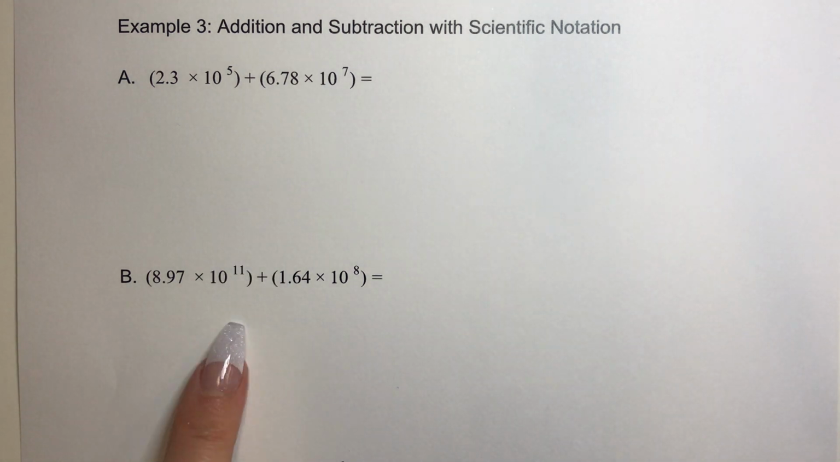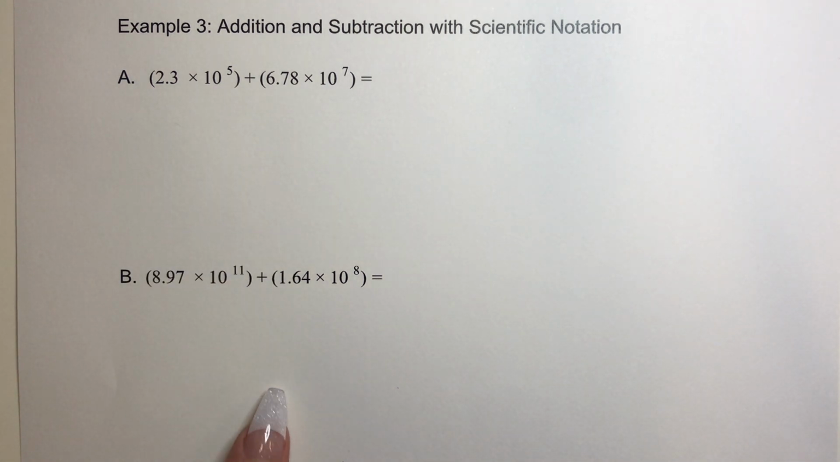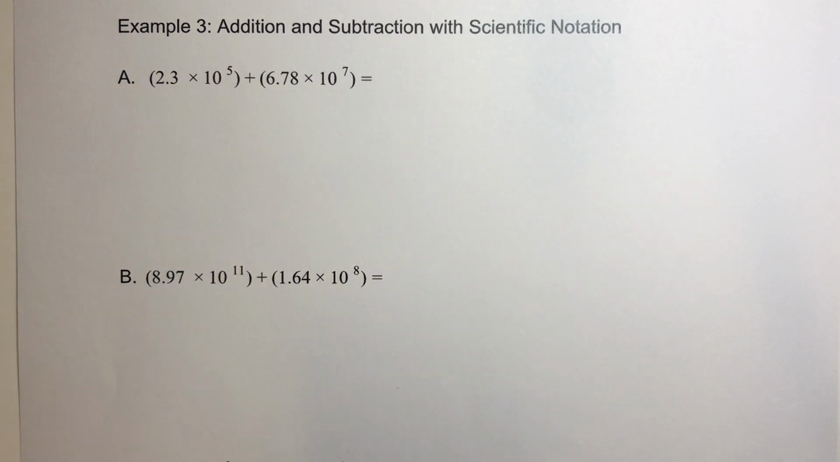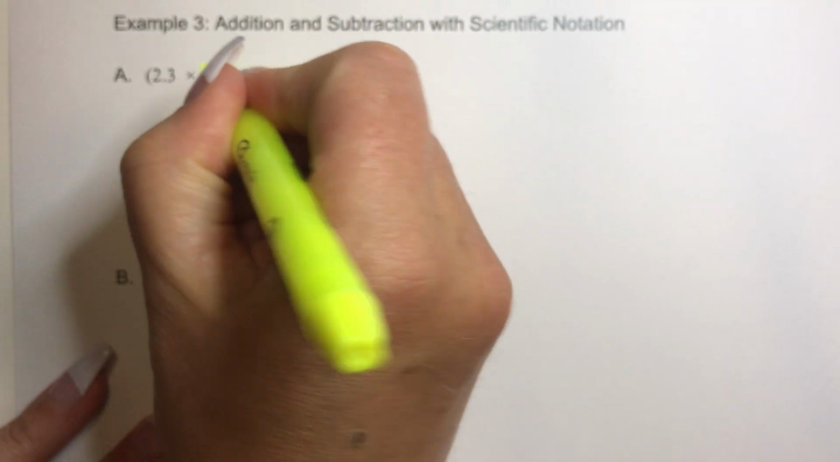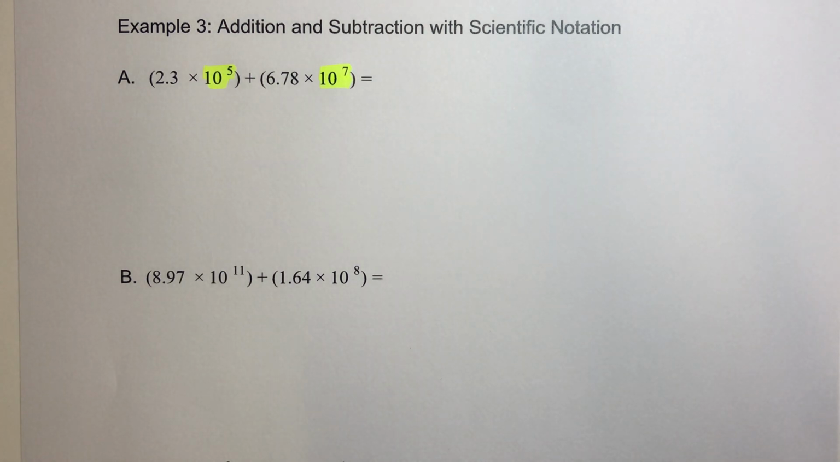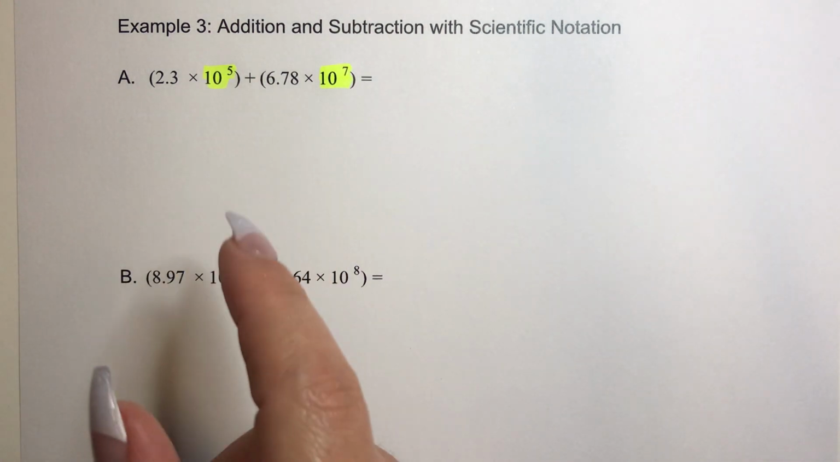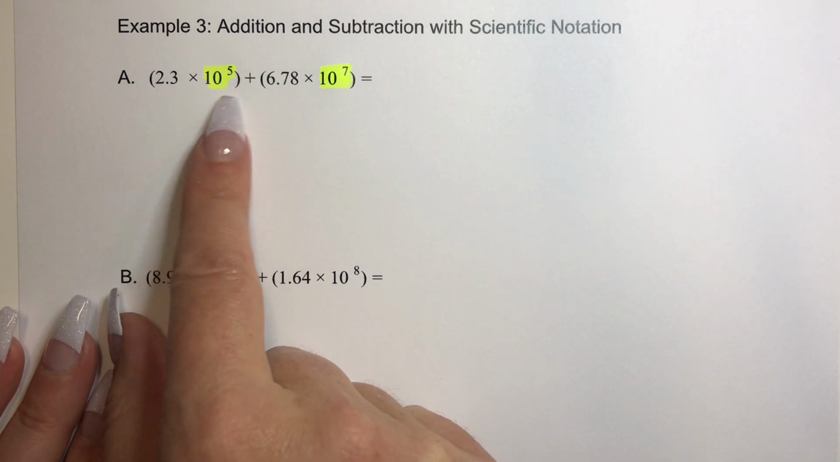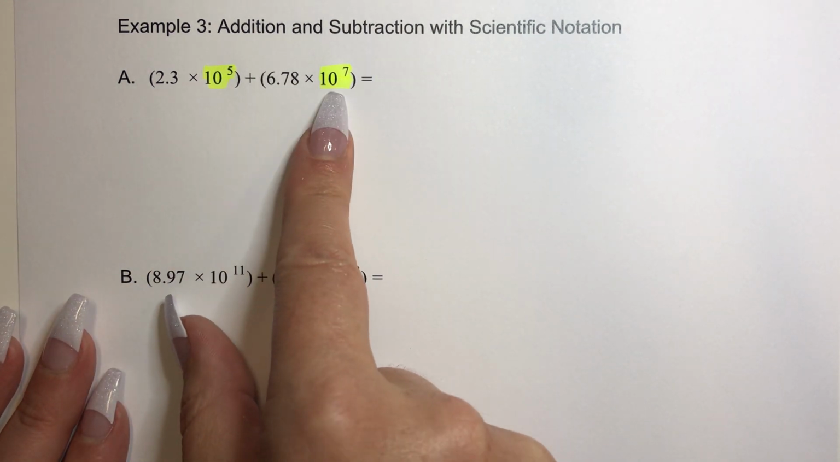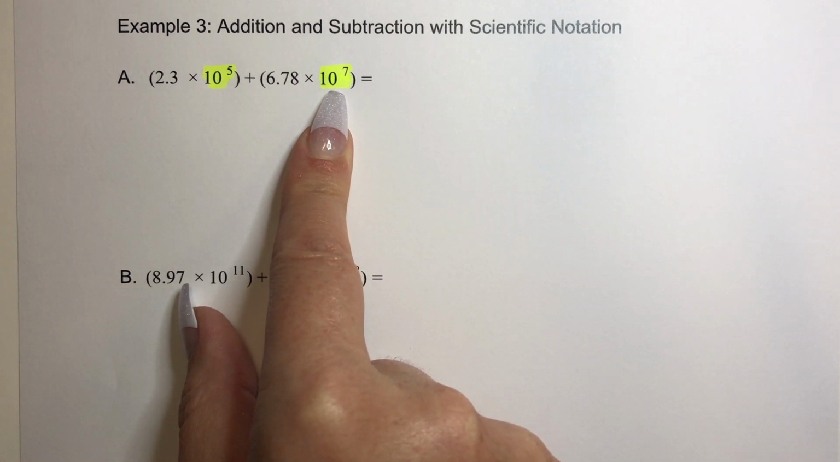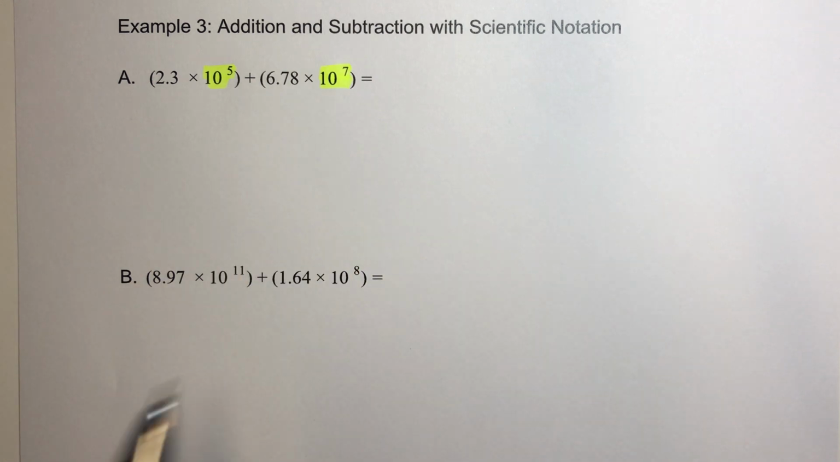So whenever we're dealing with addition and subtraction, we need these powers to be the same. If you look here, this is 10 to the 5th, and this is 10 to the 7th. They have to be the same, and right now they're not the same, right? So I'm going to keep this 10 to the 5th, and I'm going to make this 10 to the 7th into a 10 to the 5th, and let me show you how I'm going to do that.